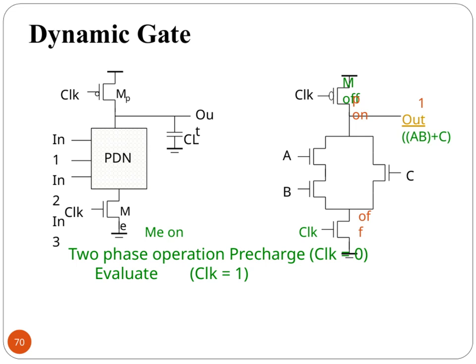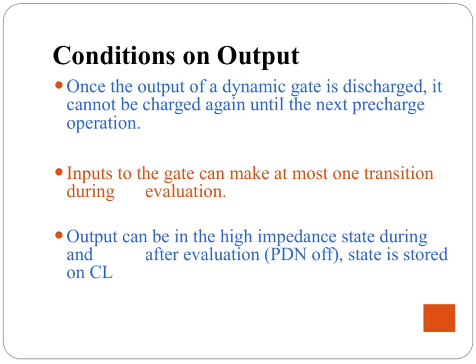During evaluation, if either both A and B are high or C is high, the output will reflect that. The PMOS and NMOS transistors are controlled by the clock signals to either precharge or evaluate the node. This dynamic operation is efficient because it reduces power consumption by avoiding static current paths during certain phases. Understanding these phases and how the clock transitions control the transistor states is crucial for designing and analyzing dynamic logic circuits effectively. Let's talk about the conditions on the output in a dynamic gate.